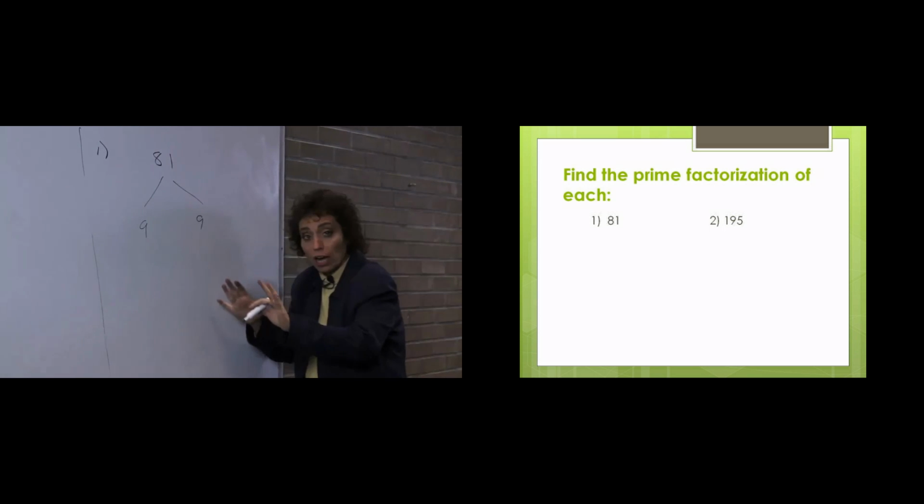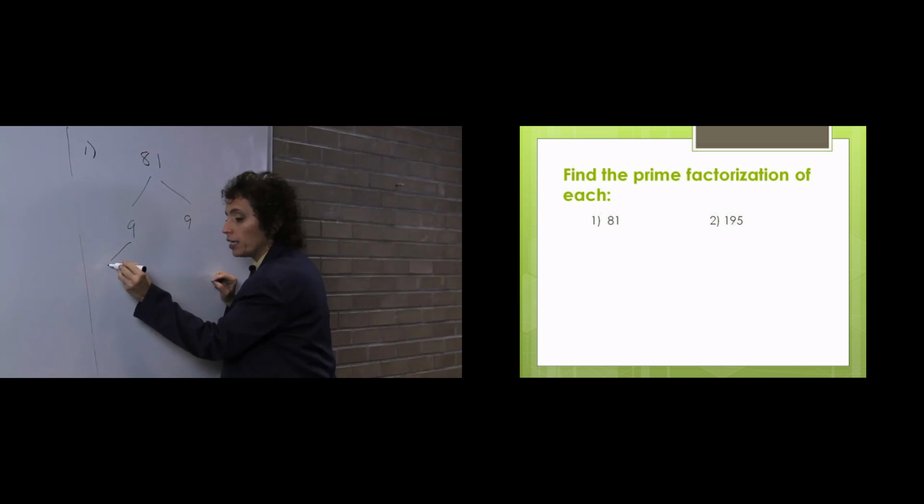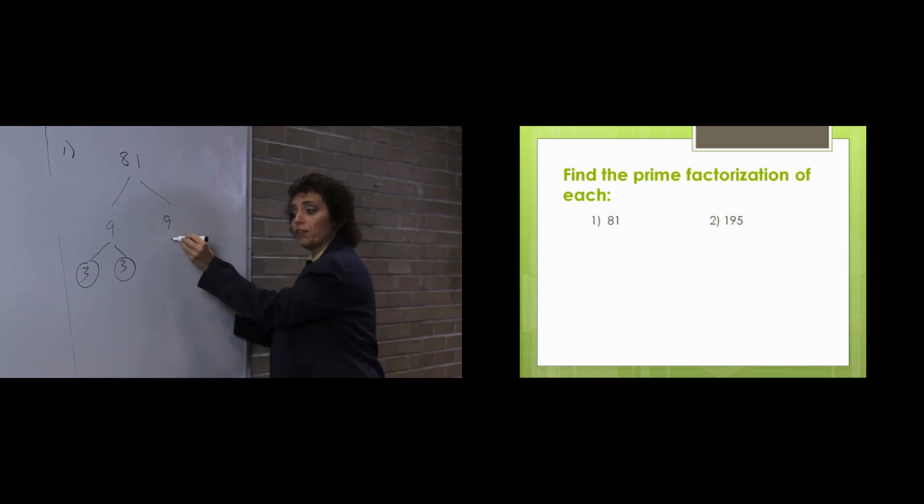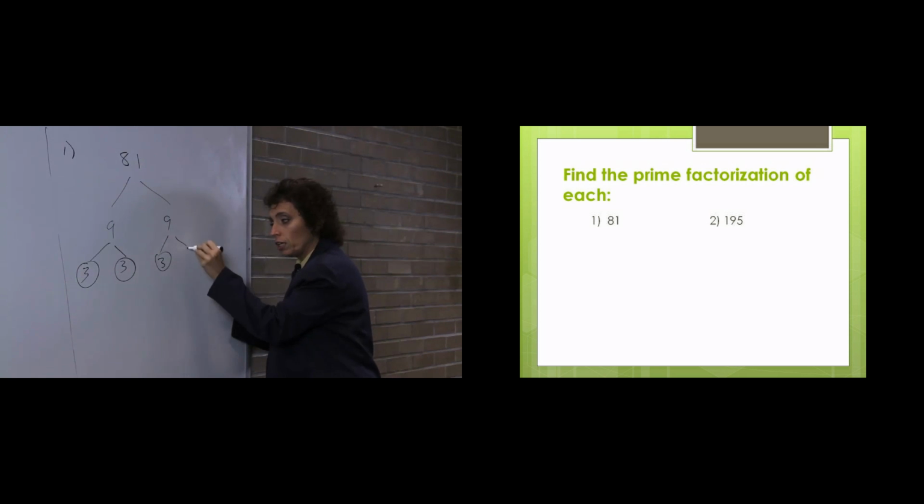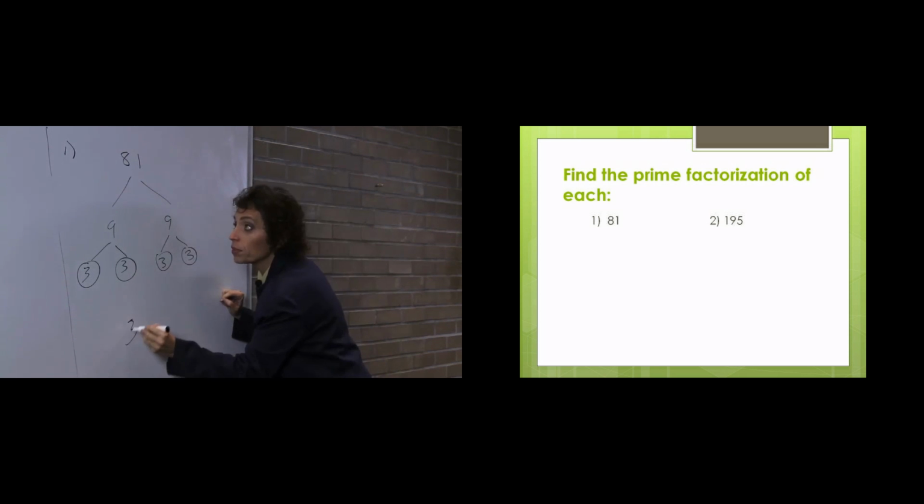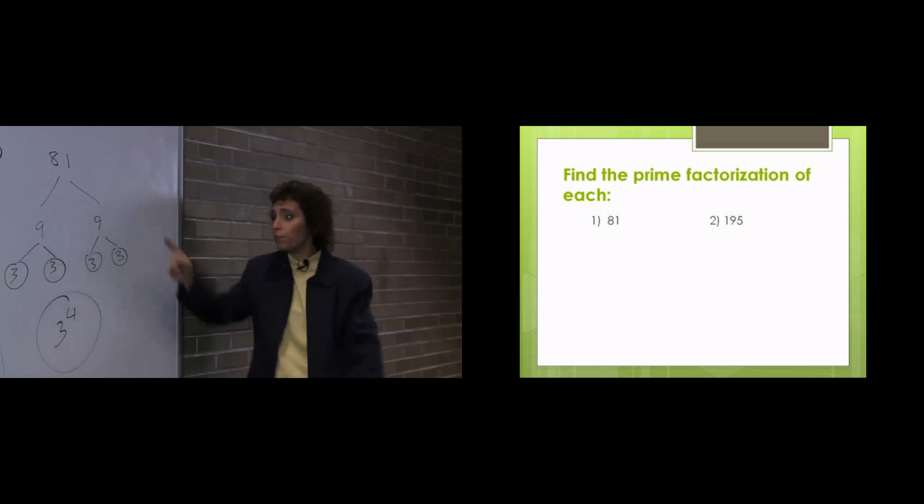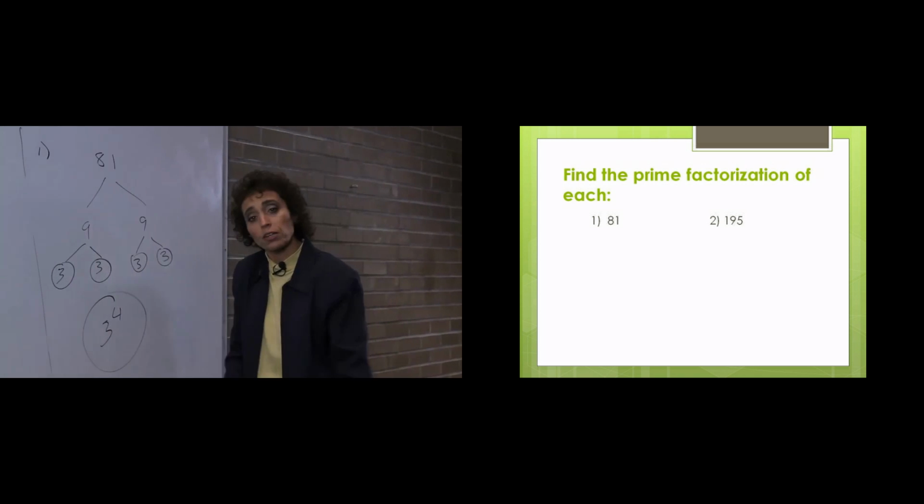Neither one of them is prime, so I have to keep going. 9 is 3 times 3. So now that's a dead branch. This is prime. Dead branch, prime. Come over here, do the same thing. 3 times 3. So 81 is 3 to the 4th power, and you're done. That was so cool. Didn't matter where you started. You're going to end up in the same place.